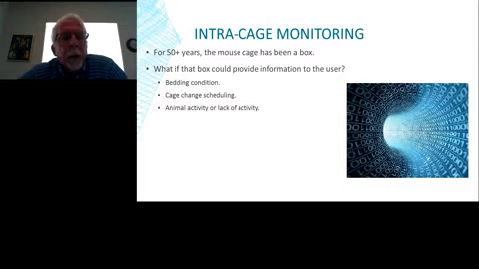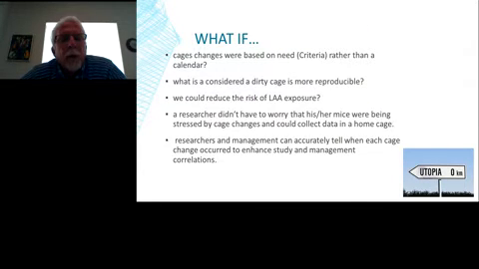So really, for 50 plus years, the mouse cage has been a box, and we haven't done a lot with that box. What if you could provide information to the user, like the bedding condition, cage change scheduling, animal activity or lack of activity? And what if the cages were based on need criteria rather than calendar? I think this is an important concept. We're starting to see more and more of this in vivariums now, where people are looking at criteria rather than calendar. For years, we've used calendars, and there's been huge waste in calendar-based systems and in the ability to manage those systems well in regards to resources.